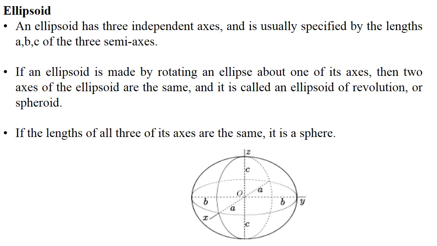You can see in the diagram there are three axes x, y, and z, and you can also see the three different circles. If you have two axes the same and one different, it will be spheroid. If you have all three axes the same, it will be sphere, and if none of the axes is the same, that will be the ellipsoid.